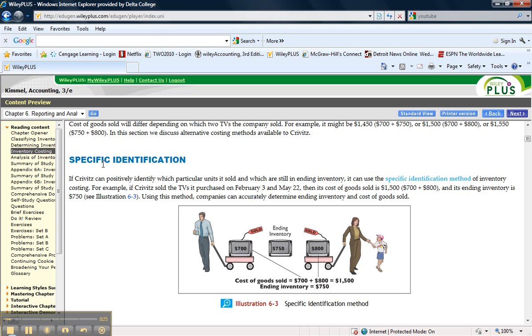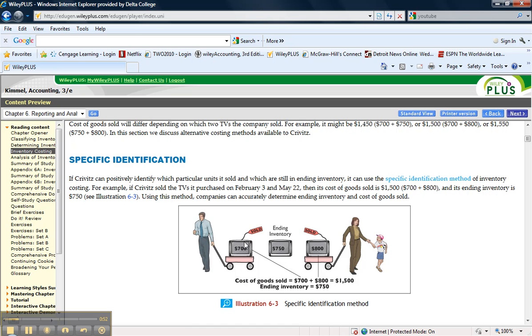A really basic one that really isn't used very much is specific identification. This is where you actually track the cost of every single inventory item that you buy, and then if you still have those items at the end of a period, you simply add up that cost, and that's your ending inventory. If you sell those items, then you add the cost of the ones you sold, and that's your cost of goods sold balance.